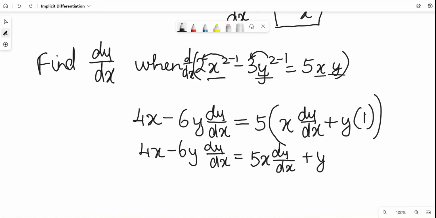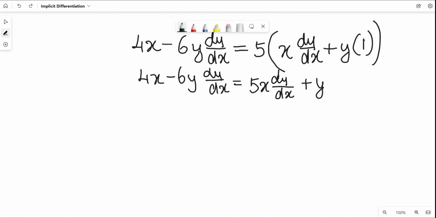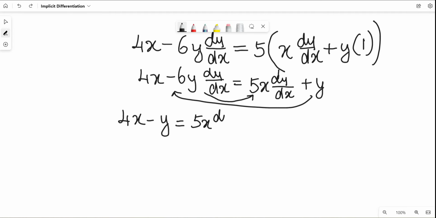And now we want to separate the terms that have dy by dx because dy by dx is what we want. So we want to separate those terms away from the normal terms. And so we do that by rearranging. So 4x, let's bring the y over to the other side like this. So 4x minus y. And let's bring the 6y dy by dx to the other side. So we have 5x dy by dx plus 6y dy by dx.